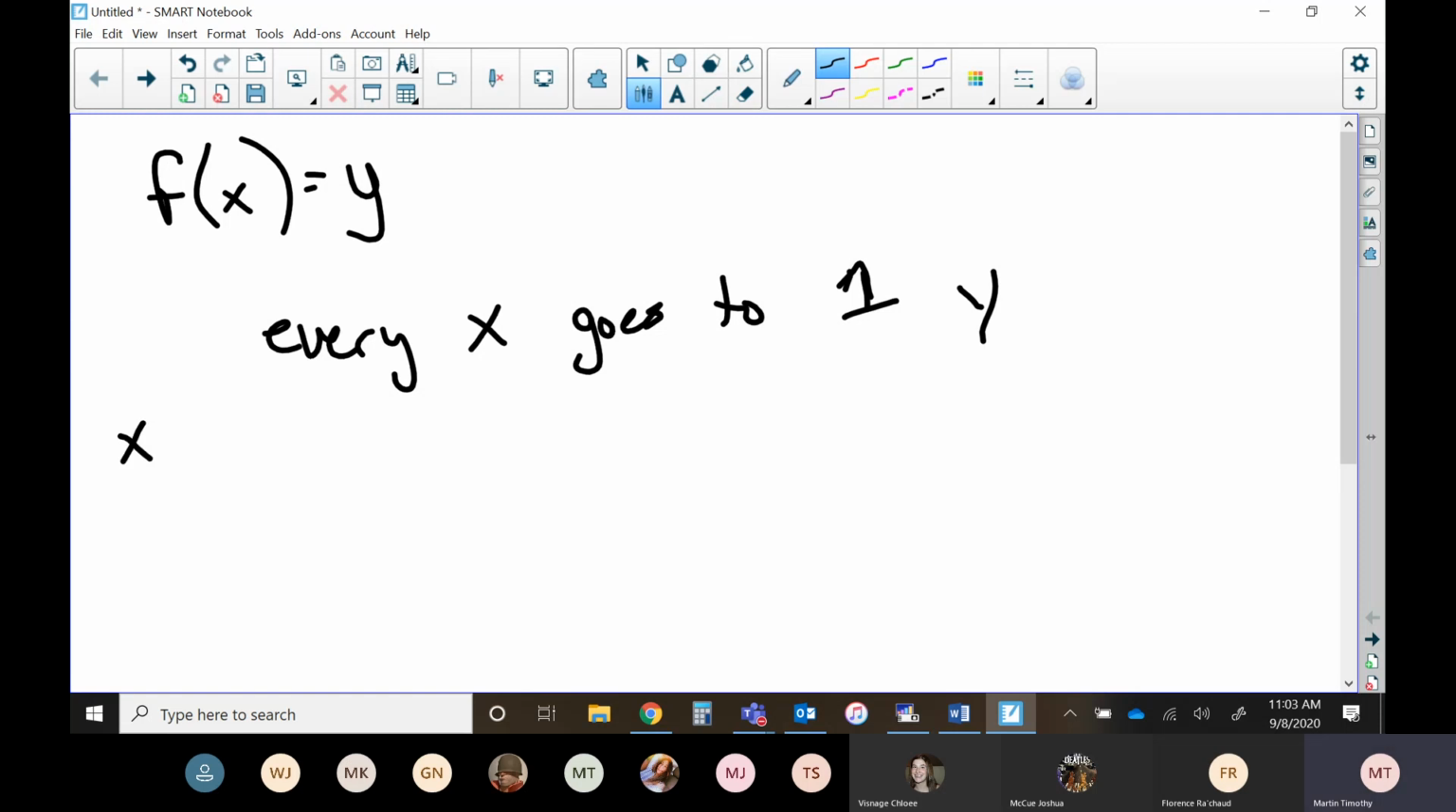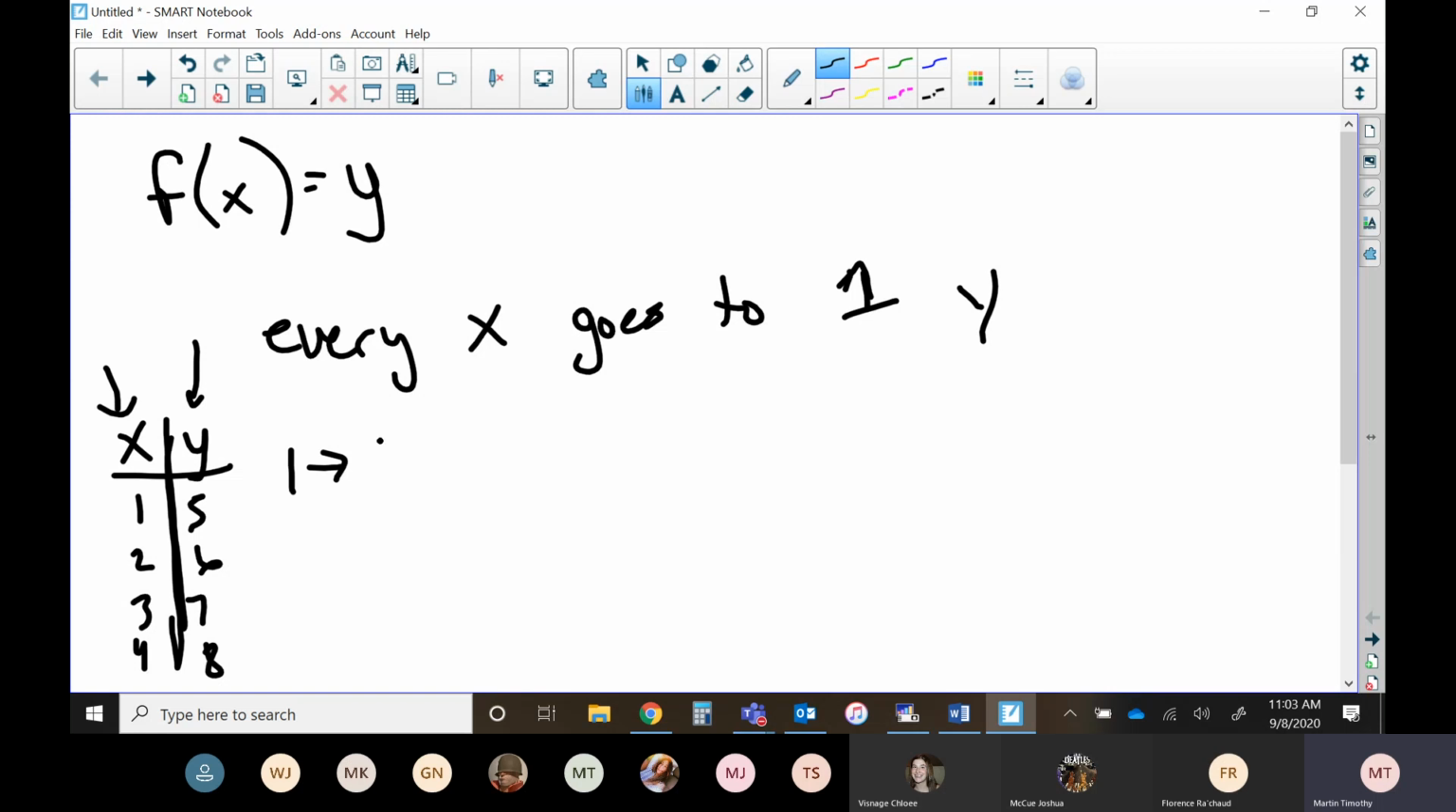So like if I said, is this a function? Well, what I personally do is I go like this. What does 1 go to? If I put a 1 in, this is my input, this is my output. So if I put a 1 in, what am I telling you you're going to get out? A 5, right? So this input has how many outputs? 1. 2 goes to what? 3 goes to what? And 4 goes to, so is this a function? Yes, it is. It's a function.